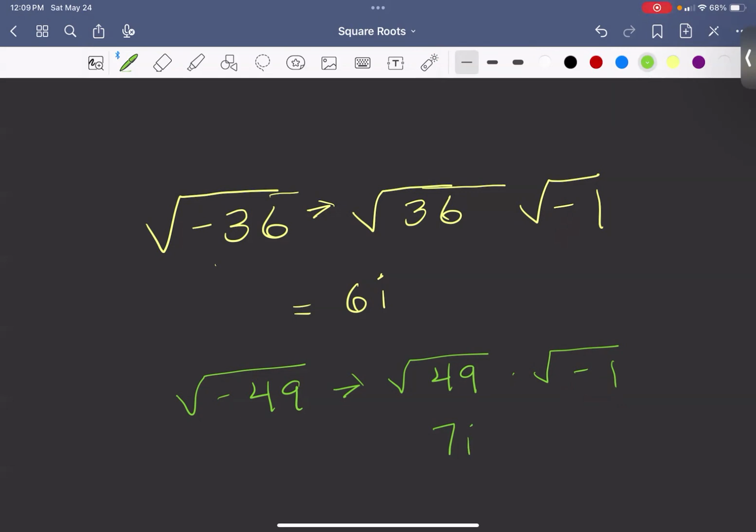So this is an overview of how you find the square roots of numbers. Good luck.